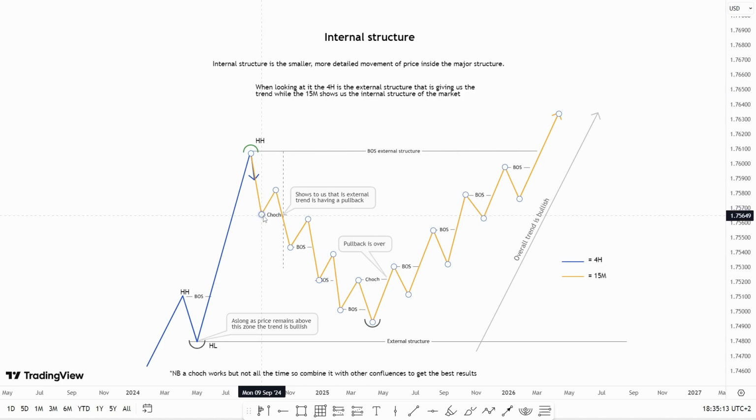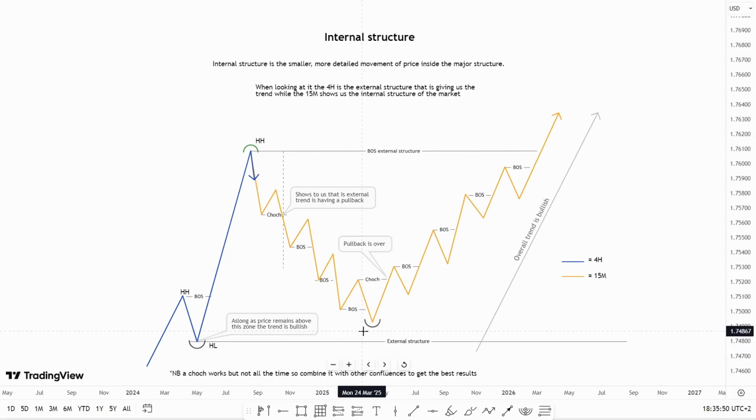But then what happened? The internal structure formed a change of character, indicating that a pullback may be happening. And then what happened afterwards? It was validated by a break of structure as price pulled in from the change of character, fetched more liquidity from a break of structure, showing us that the trend has now changed. It changed into a bearish, and then what happened? The trend changed again, change of character, indicating that this might be our strong swing point, because it also failed to break below our external structure.